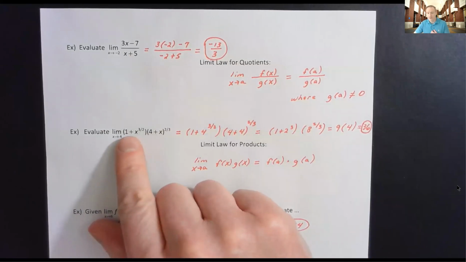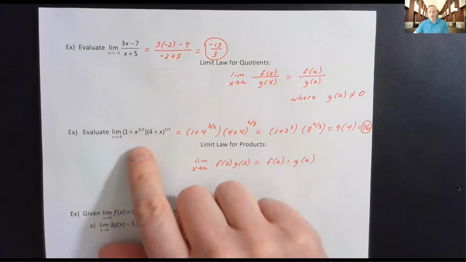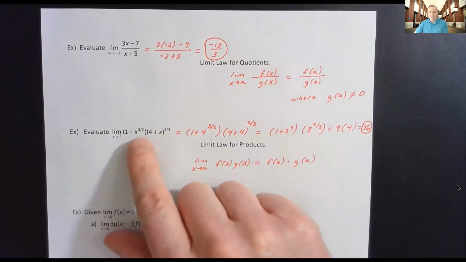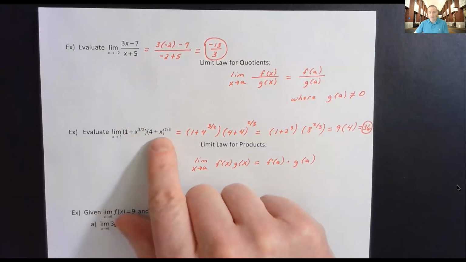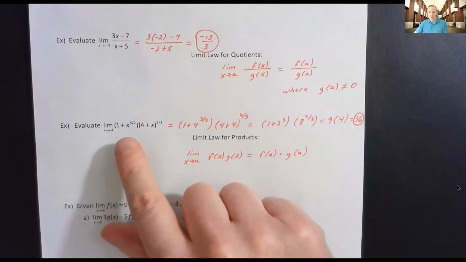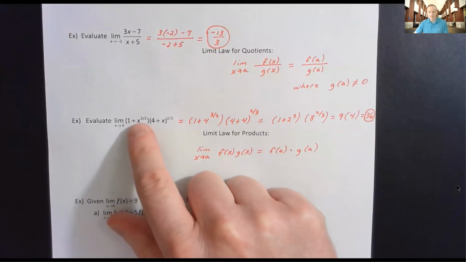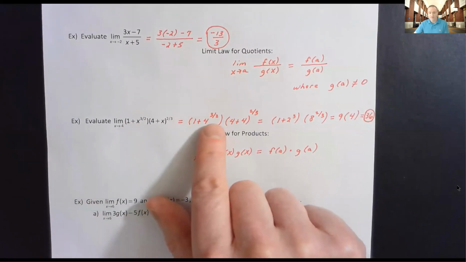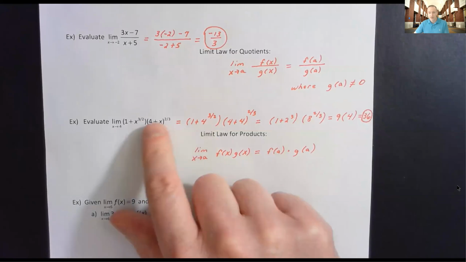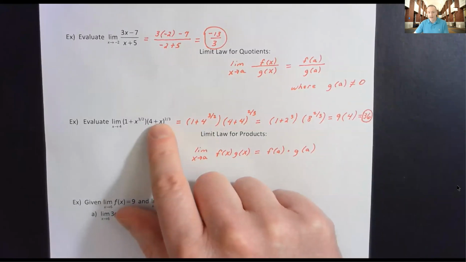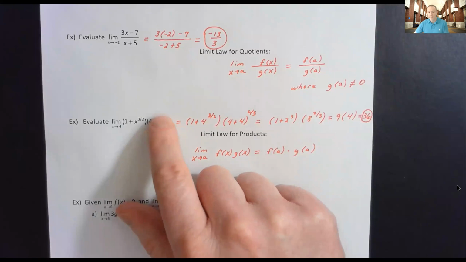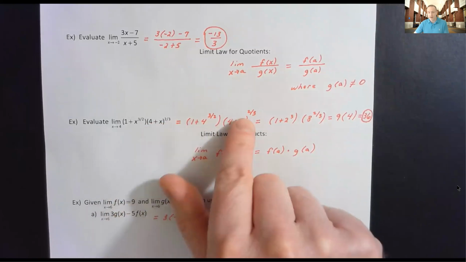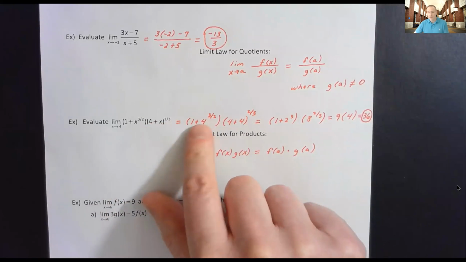Now, for the next one, it's a limit law for products. You just say, well, can I plug a 4 into each one of these terms? Of course you can. It's going to be completely defined. So I go ahead and do that, and when I plug a 4 into the first one, I have 1 plus 4 to the 3 over 2. I plug a 4 into the second one, and I have 4 plus 4, and that whole group raised to the 2/3 power.